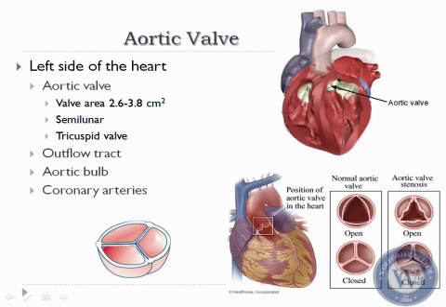Okay? The aortic valve is the last one we'll discuss, and then we're pretty much done for today. The aortic valve separates the left ventricle from the aorta. The aortic valve area is about 2.6 to 3.8 centimeters squared. It's a semilunar tricuspid valve under normal conditions. This is what we talk about as a semilunar valve.